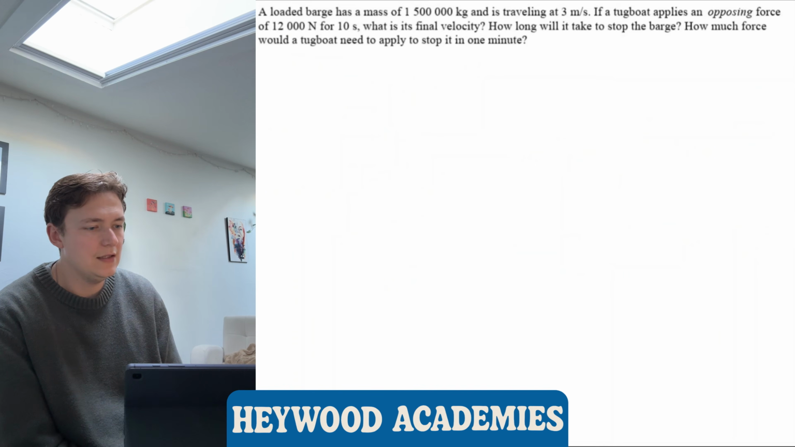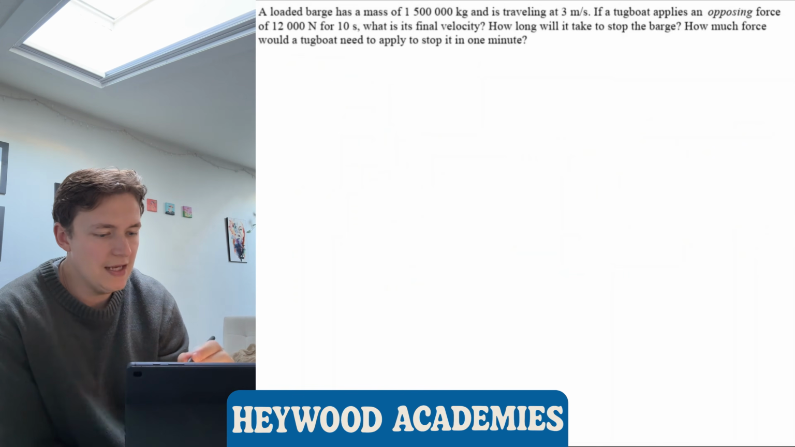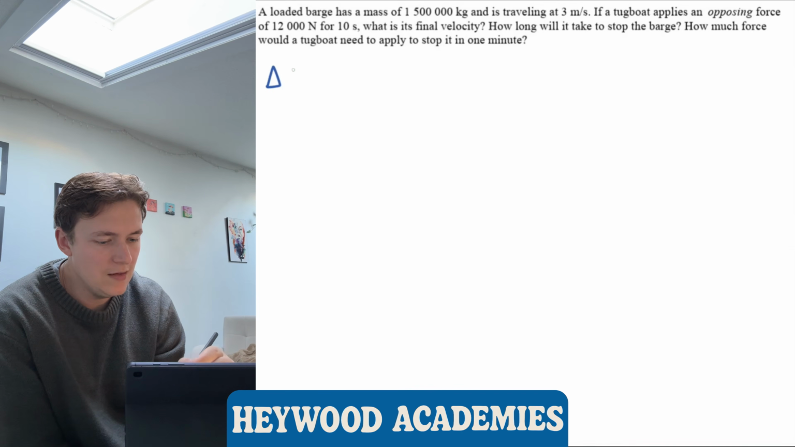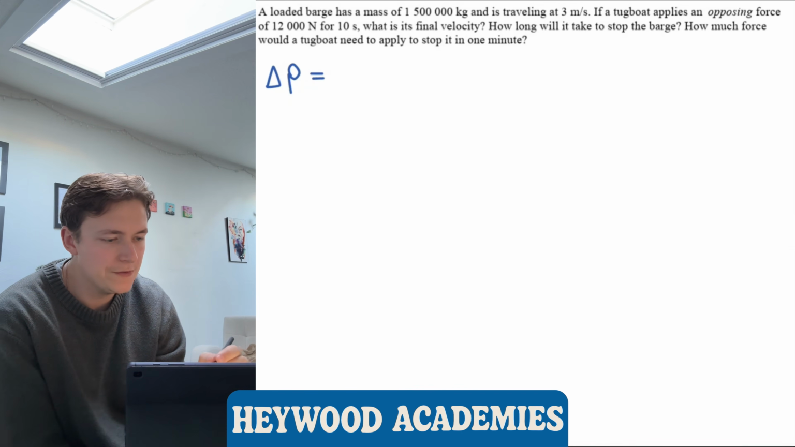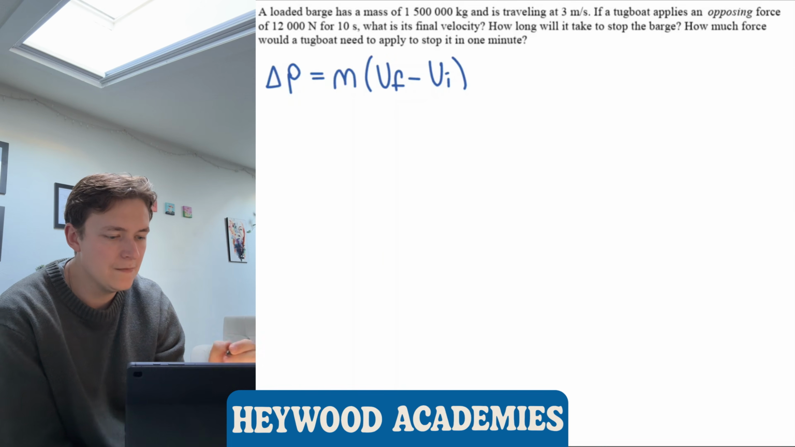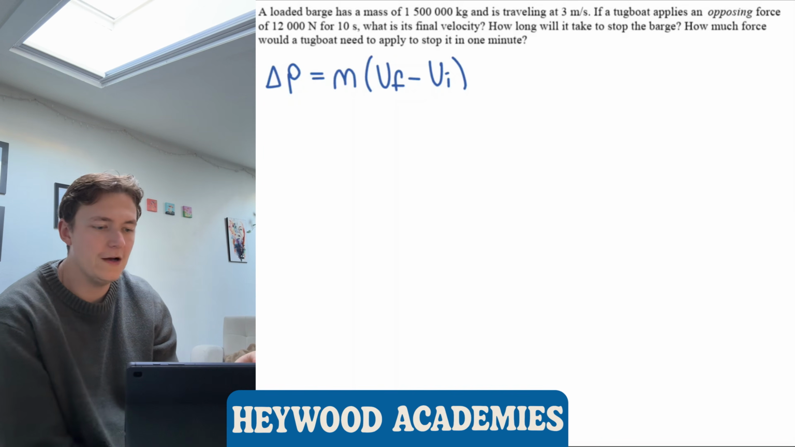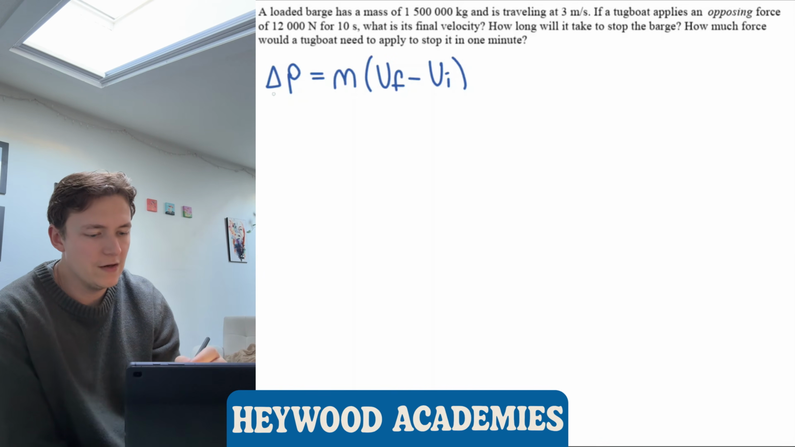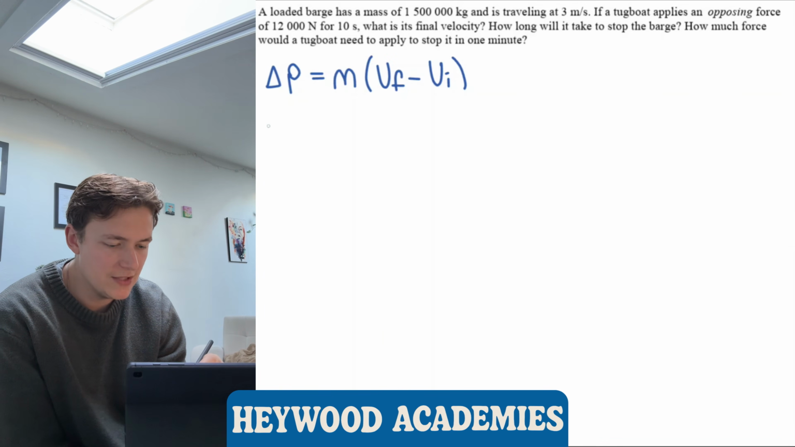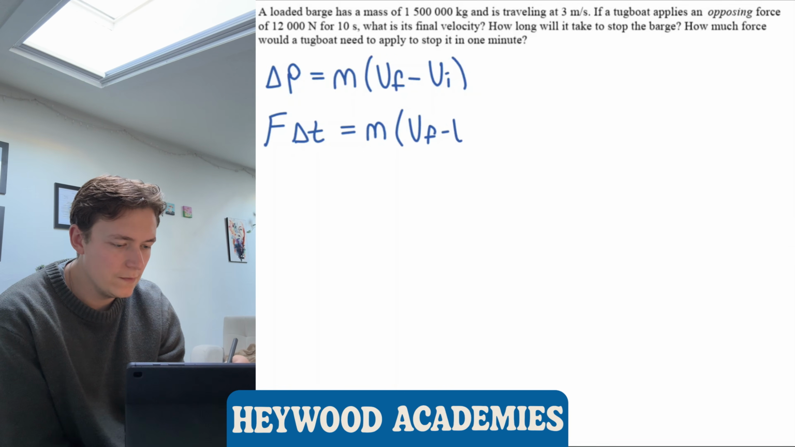Okay, so we've got the first part, which is the final velocity that we're looking for. So we can say that the change in momentum of our loaded barge is going to be the mass of the barge times final velocity minus the initial velocity. Now the initial, it's traveling at 3 meters per second. The final velocity, that's what we want to solve for. And now we can also do that same trick that we did last time, which is replace that change in momentum with force times change in time.